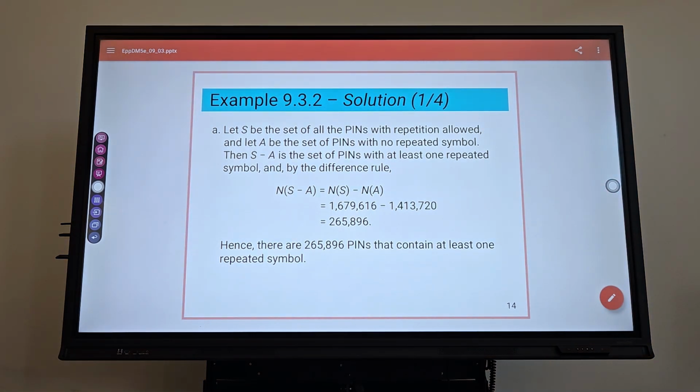Let S be the set of all PINs with repetition allowed. Let A be the set of PINs with no repeated symbol. And let S minus A be the set of PINs with at least one repeated symbol. By the difference rule, you get n of S minus n of A, which is almost 266,000. Hence, there are 266,000 PINs that contain at least one repeated symbol.